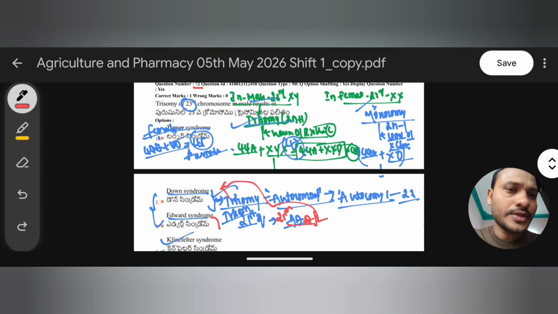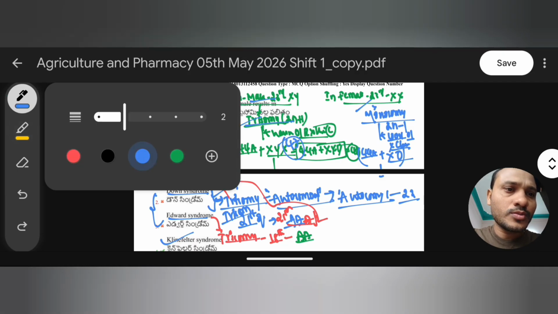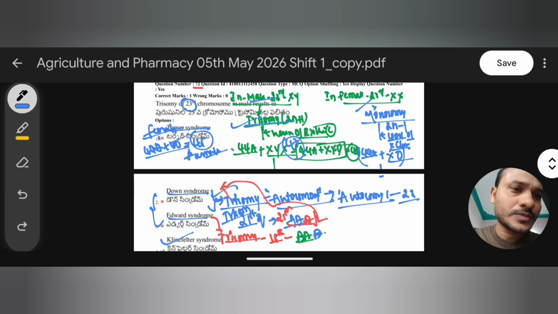And coming to Edwards syndrome. Edwards syndrome is also a trisomy, but in which chromosome? Very important, the 18th chromosome. Generally at the 18th chromosome we have only a pair, but here one extra chromosome is added like this. So here also there is trisomy, but at the 18th chromosome, and this condition is called Edwards syndrome.